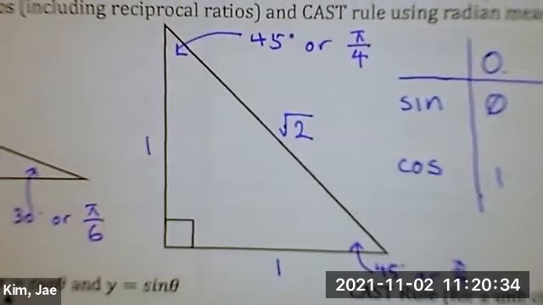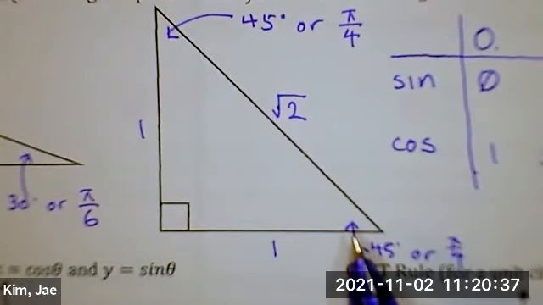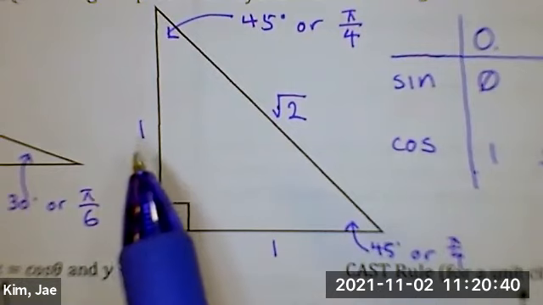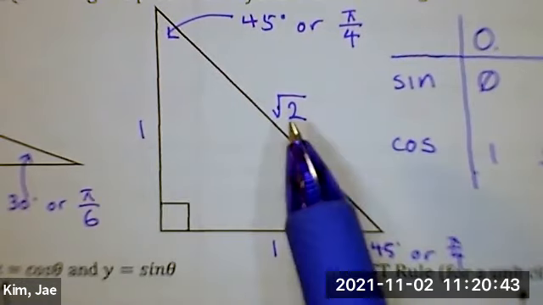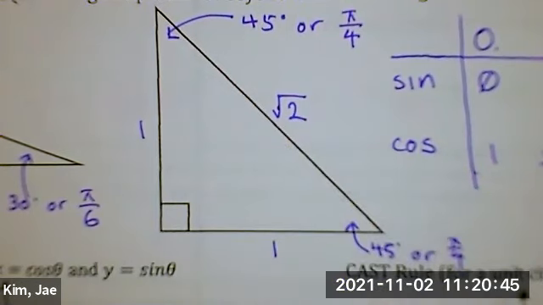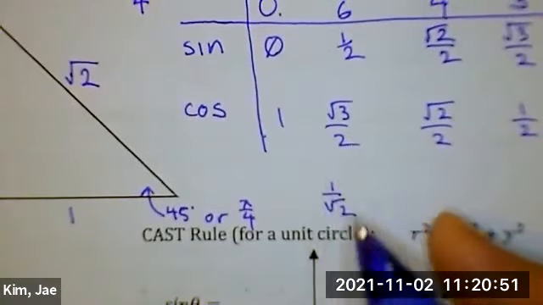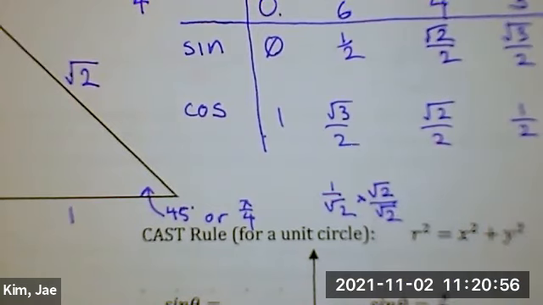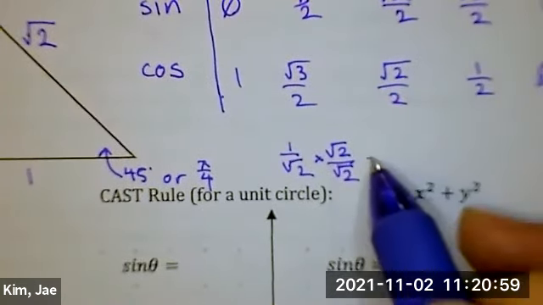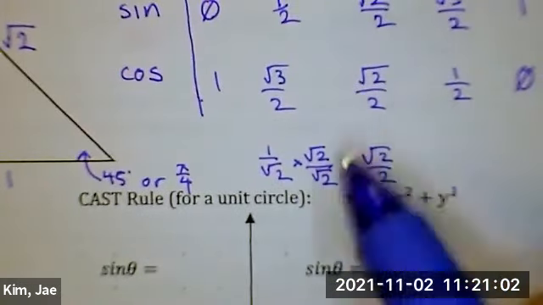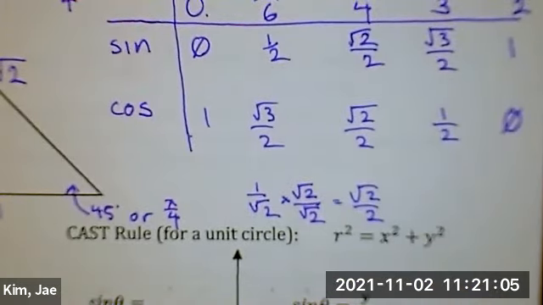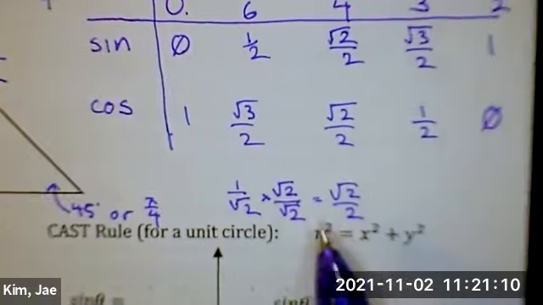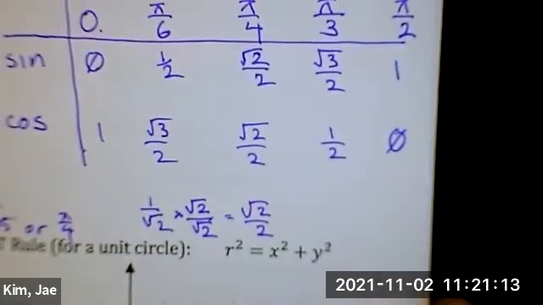Take a look here. Sine of 45 degrees is opposite over hypotenuse. So it's 1 over root 2. But it's not a good habit to have a radical as a denominator. So you normalize it, you multiply it by a 1, and you get root 2 over 2. They are the same thing, and so you have your answer here. Root 2 over 2. Okay.